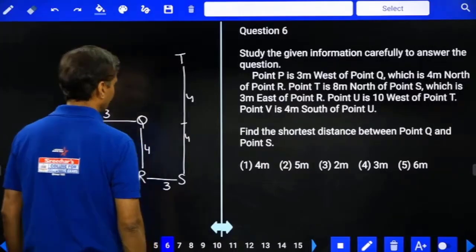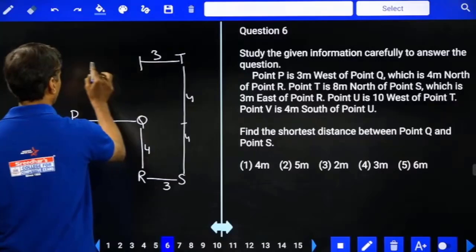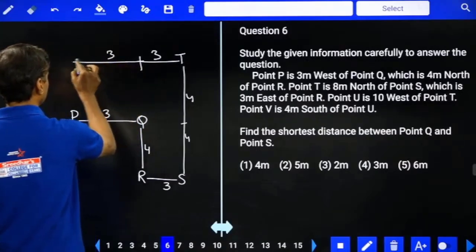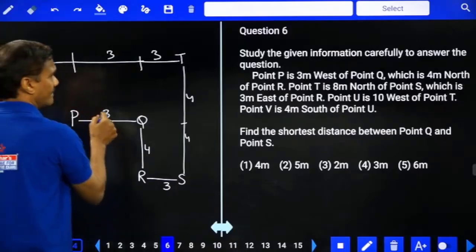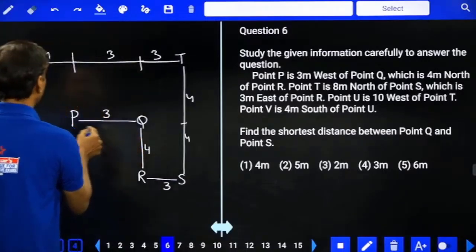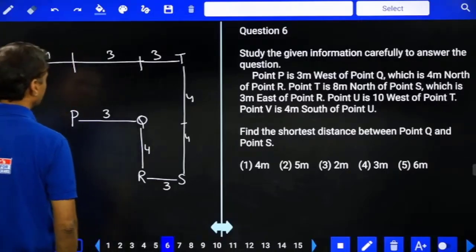U is 10 meters to the west of T. 3 plus 3 is 6. Now up to here, this is 3. And from here to here, this is another 3. 3 plus 3 is 6. Now 6 plus 4, that is 10. And U is 10 meters to the west of T. This is U. Then V is 4 meters to the south of U.